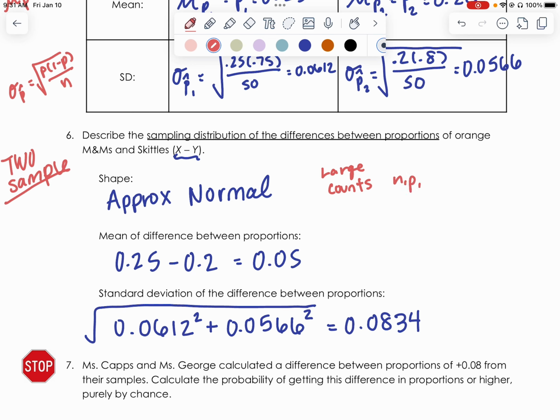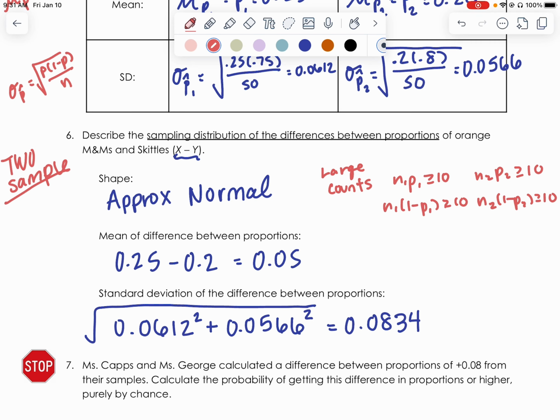N1 P1 greater than or equal to 10, N1 times 1 minus P1 greater than or equal to 10, N2 P2 greater than or equal to 10, and N2 times 1 minus P2 greater than or equal to 10. You have to test all 4, and you have to show it on your tests and quizzes and the AP exam. You have to show plugging into this formula and proving large counts. You have to.